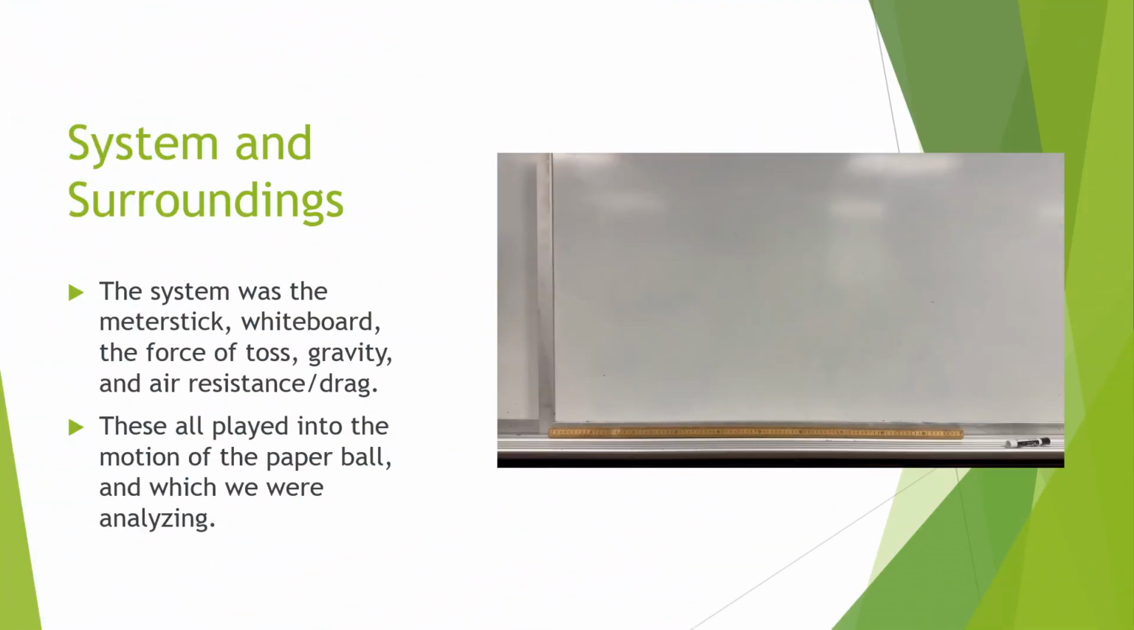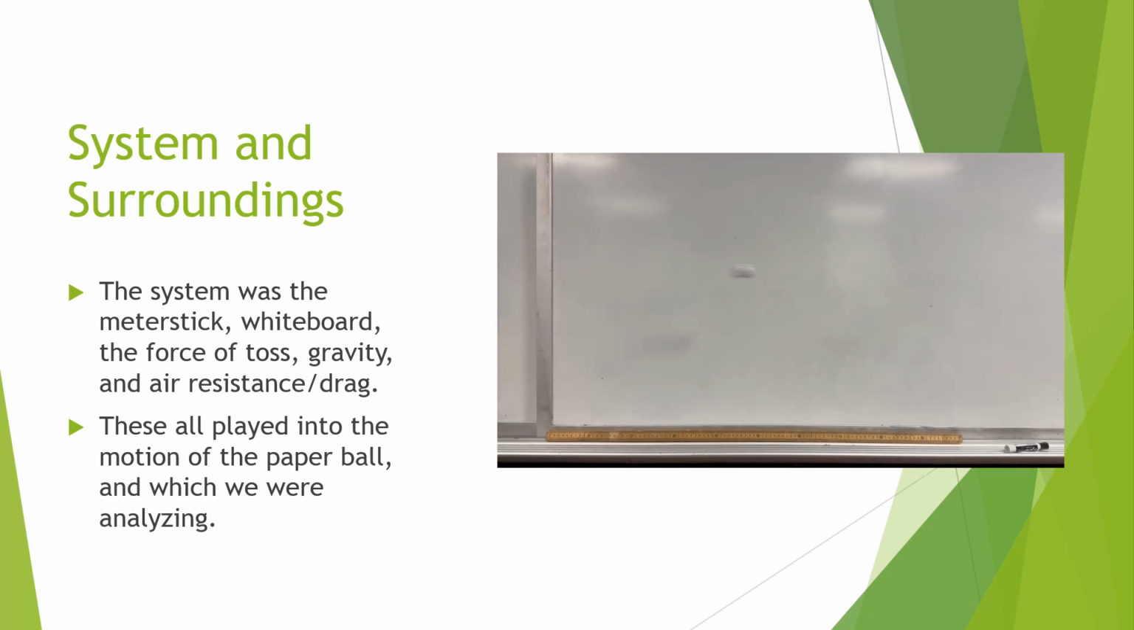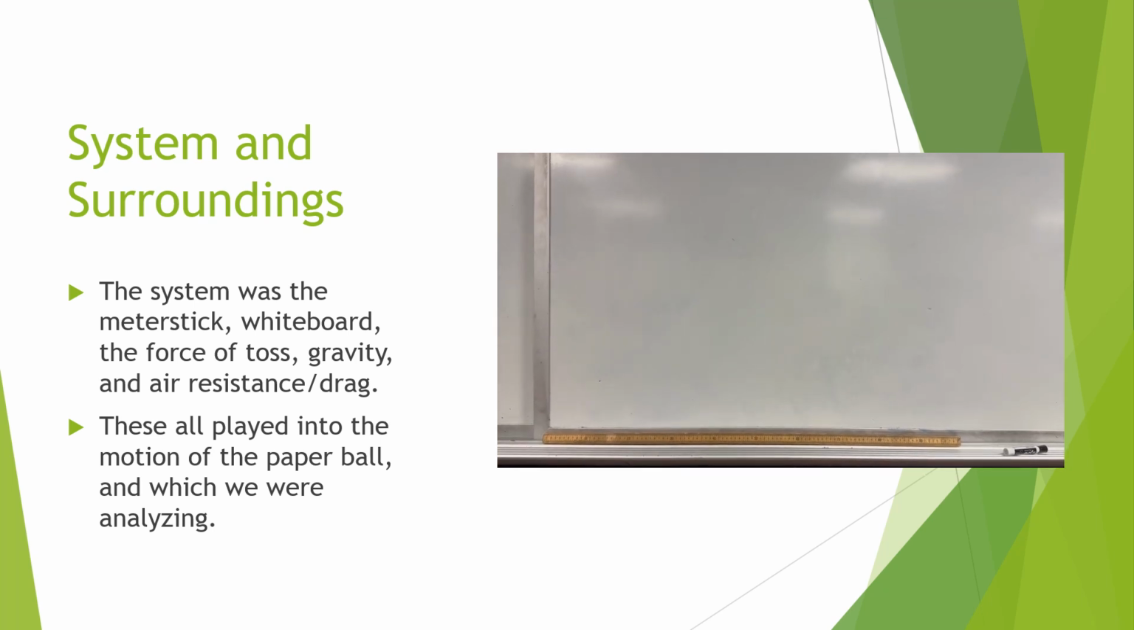For our system and surroundings, the system was a meter stick, a whiteboard, and the force of the toss, gravity, and air resistance or drag. This is our video. These all played into the motion of the paper ball, which we're analyzing. As you can see, our initial position was not exactly 0, 0, but we did account for that.